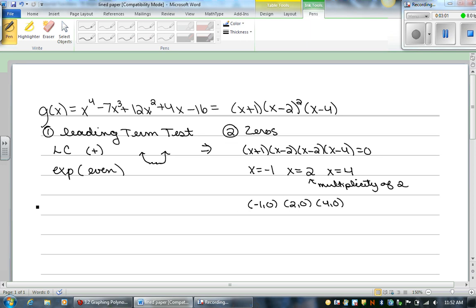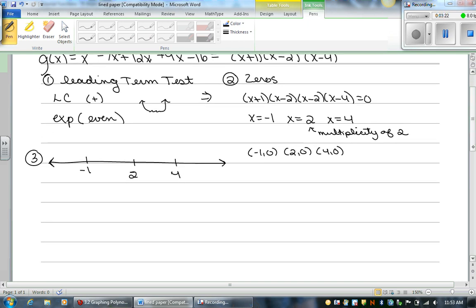Step 3 is to deal with my intervals. Building those intervals, coming up with my number line, and finding where my function is positive or negative, above or below the x-axis. The values that go on this number line are my zeros. So I've got the interval from negative infinity to -1, -1 to 2, 2 to 4, and then from 4 to infinity. So I'm going to have to do 4 test points, one here, here, here, and here.